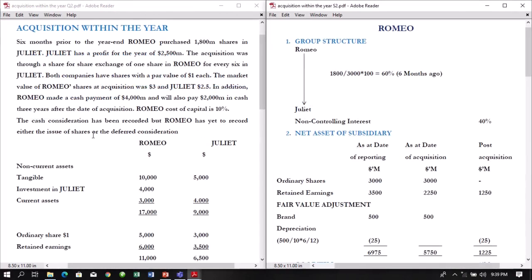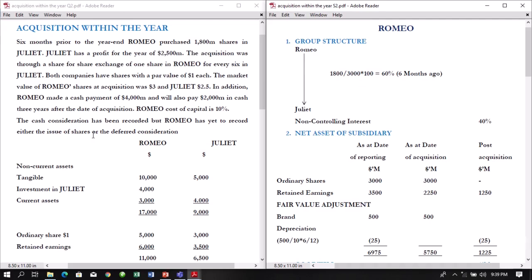The question says, 6 months prior to year end, Romeo purchased 1,800 million shares in Juliet. Juliet has a profit for the year of 2,500 million. The acquisition was through a share for share exchange of 1 share in Romeo for every 6 in Juliet. Both companies have shares with a par value of $1 each. The market value of Romeo shares at acquisition was $3 and Juliet $2.5. In addition, Romeo made a cash payment of 4,000 million and will also pay 2,000 million in cash.